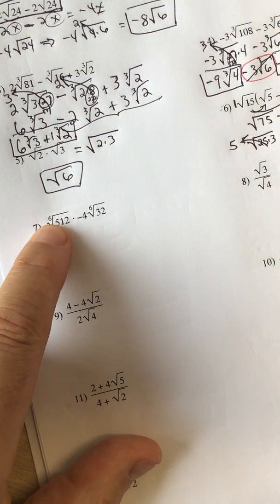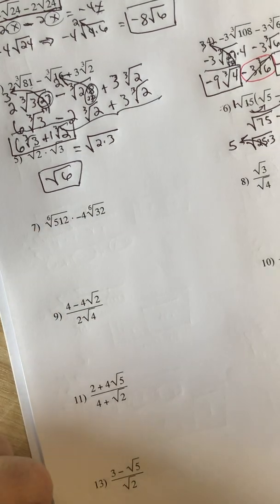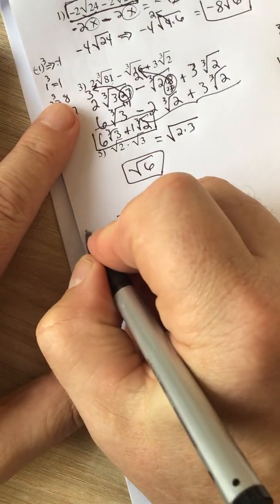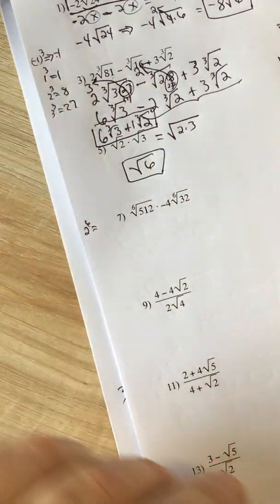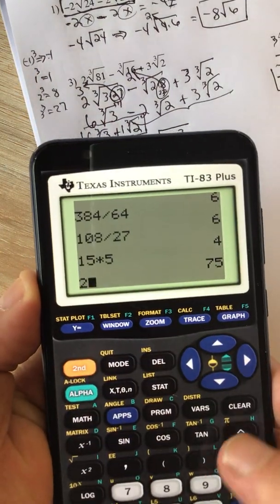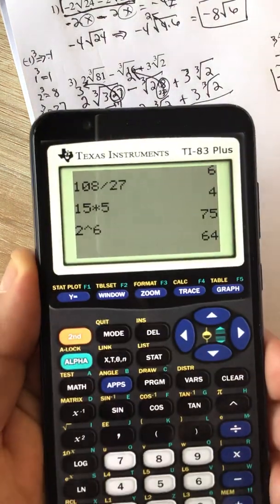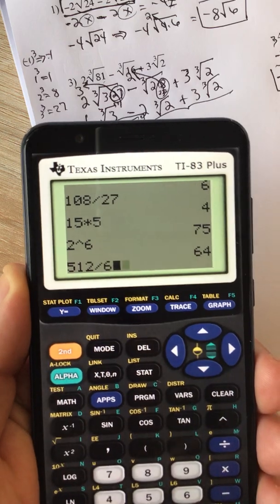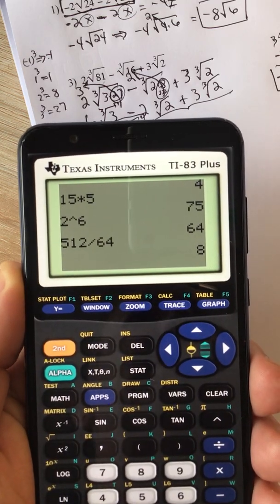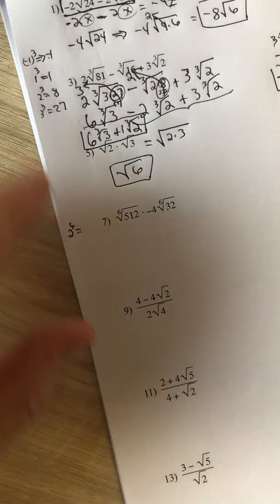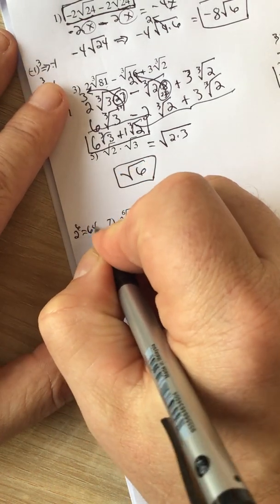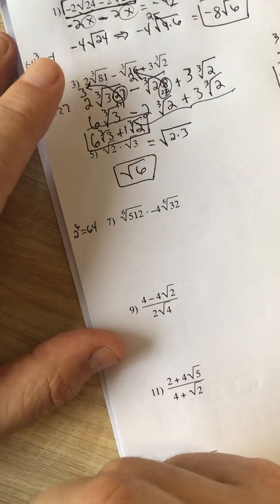Okay, a 6th power. That means we need something to the 6th. Okay, that's getting kind of crazy. 2 to the 6th. Let me check and see what 2 to the 6th is. What am I even going to look for? 2 to the 6th is 64. I'm pretty sure 512 will divide by 64. Yes, it will divide by 8. So 512 is 64 times 8, and 64 is 6 packages of 2s.